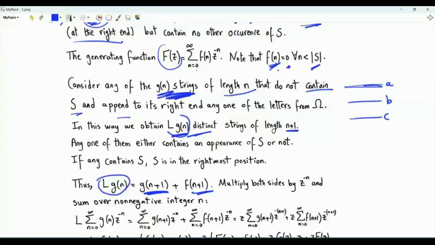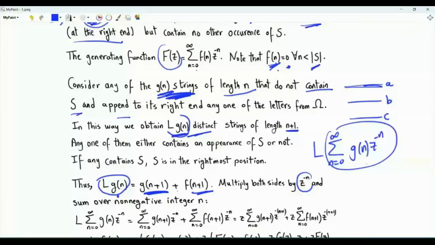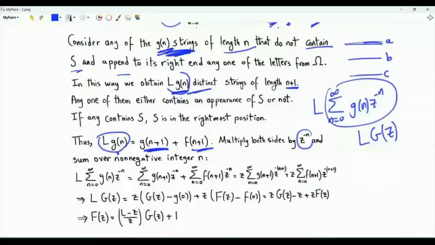Multiply both sides by z to the power minus n. Then sum over non-negative integer n. On the left-hand side, we get L times the summation n from 0 to infinity, g of n z to the minus n. This is the generating function, big G of z. We get L G of z on the left-hand side. On the right-hand side, after multiplying by z to the minus n and then summing, we get these two sums here. We need to have here z to the minus 1 and z to the minus 1, to compensate.